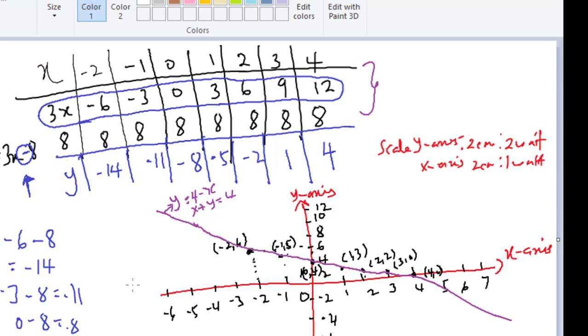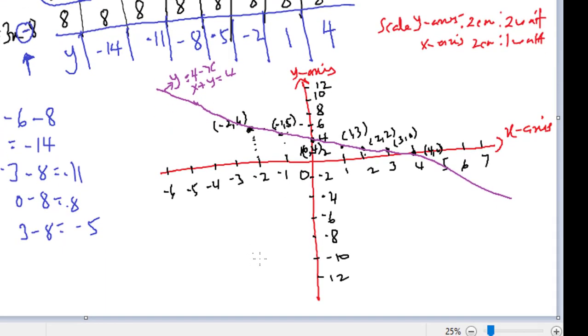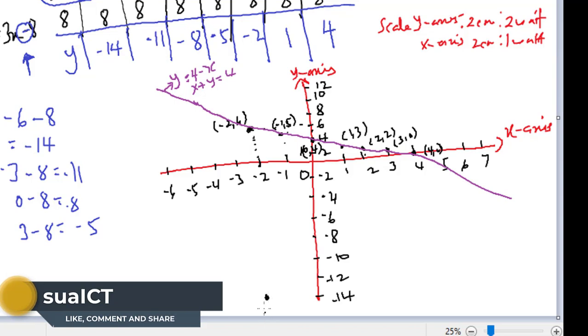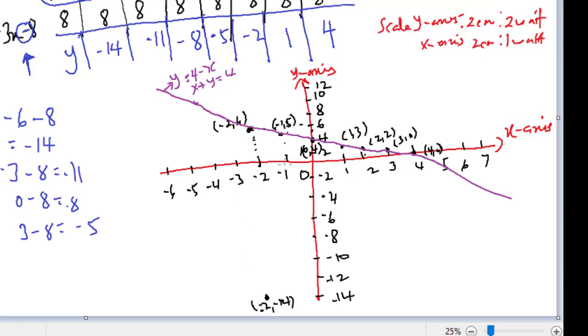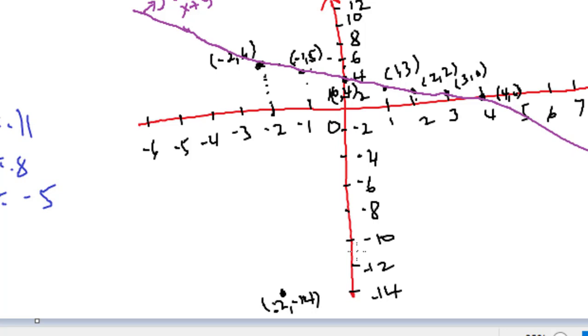We have negative 2 and negative 14. So let me add 1 to it, negative 14 here. So negative 2 is here. Trace it to negative 14. You're hitting somewhere here. Negative 2, negative 14. The next one is negative 1 and negative 11, which will be somewhere in between 10 and 12. So you have 8 here, negative 1 and negative 11. This one is 0 and negative 8. We are here. So 0 and negative 8.